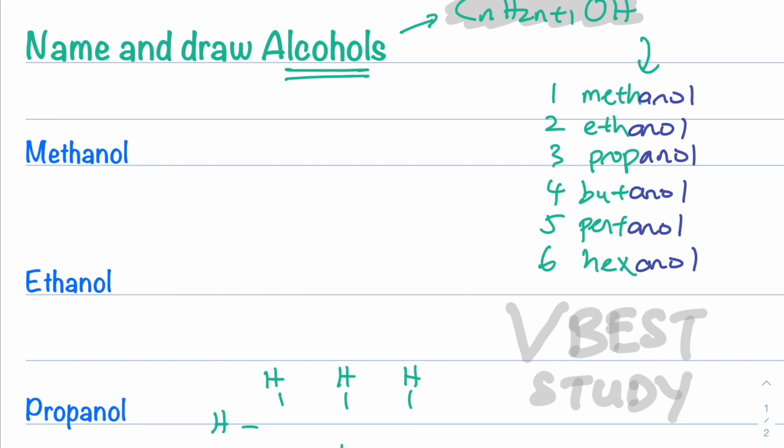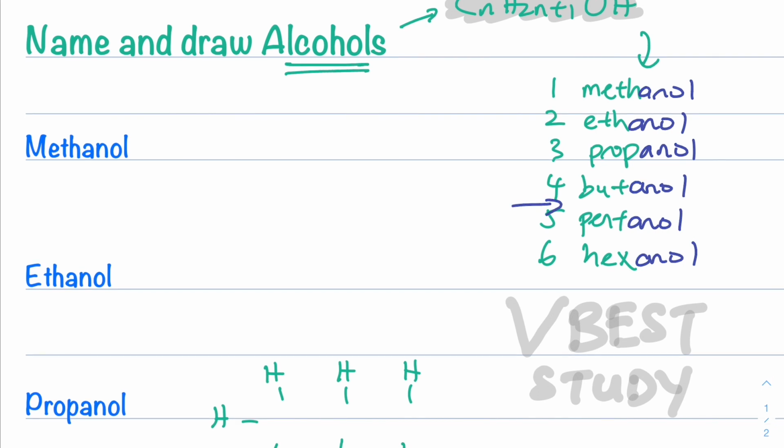Just to remind you, IGs in the syllabus are limited to a maximum of 4 carbons. But I'm sure in your school exam, they'll make it slightly more difficult and add in more than 4 carbon atoms. So, back to the drawing.